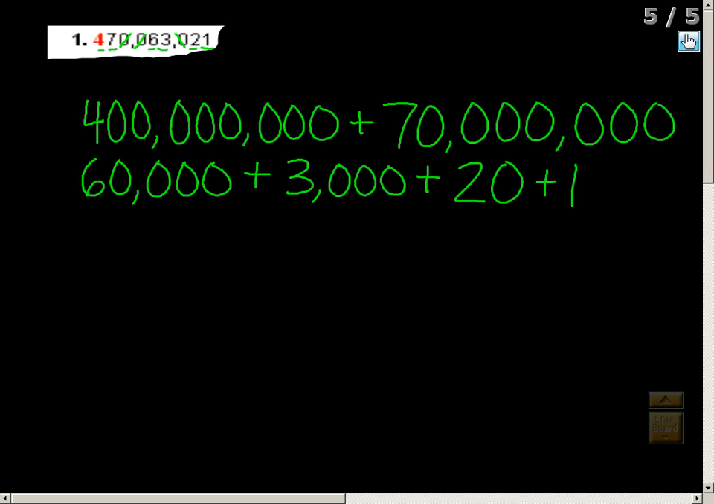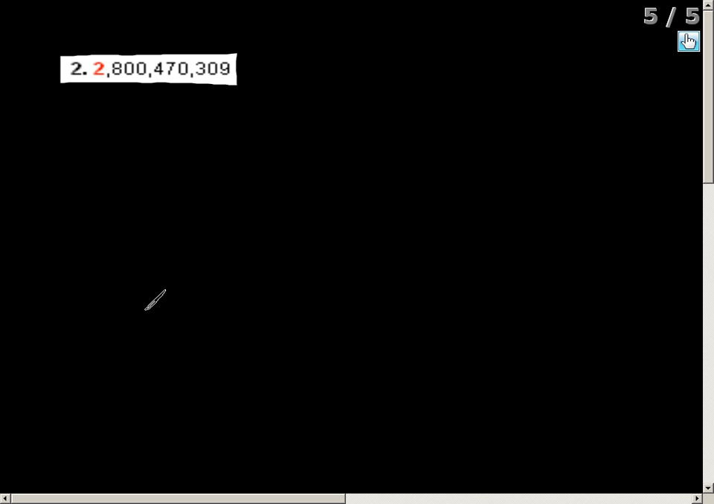So that is how you take a number in standard form and turn it into expanded form. Now what I want you to do is get out your notes, and I want you to do this next number with me. We're going to take this number and turn it into expanded form.